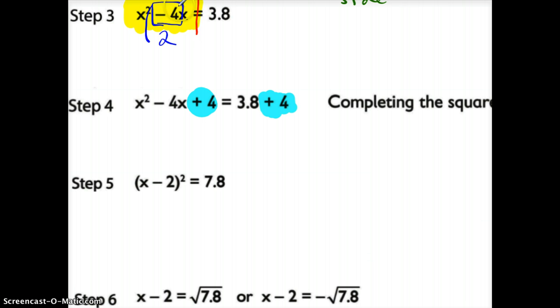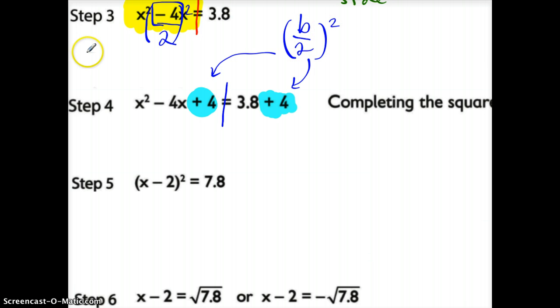So we're going to take the b term, divide it by 2, and square it. Now after we do that, we're going to add it to each side. Because if I add it to one side, I have to add it to the other to keep it balanced. So this step is b divided by 2 squared.